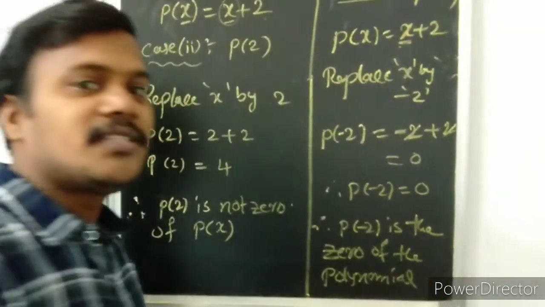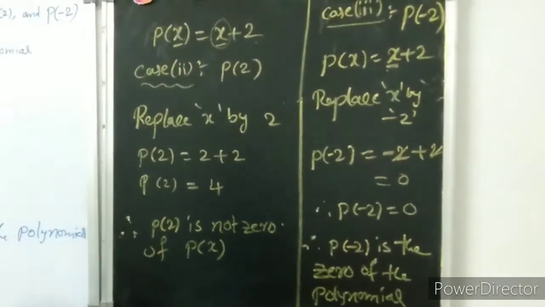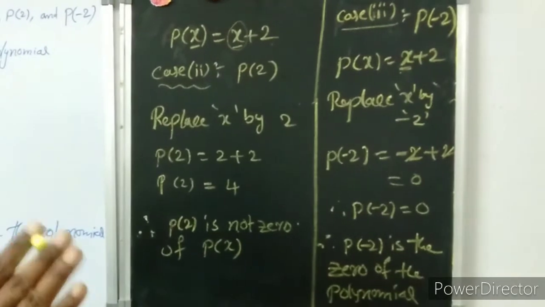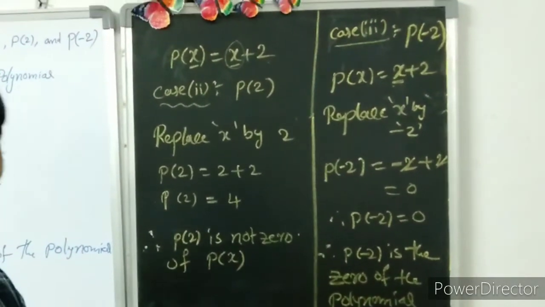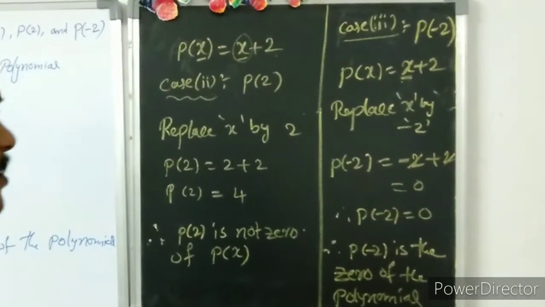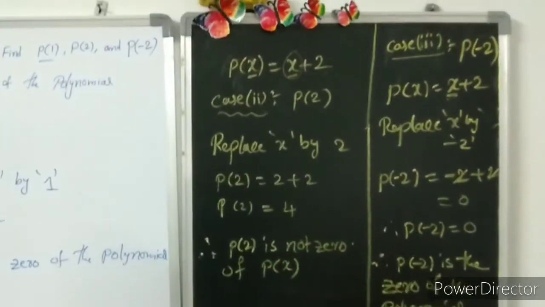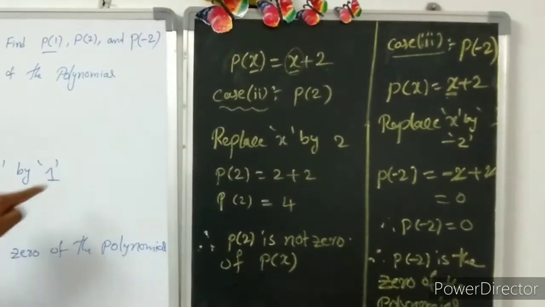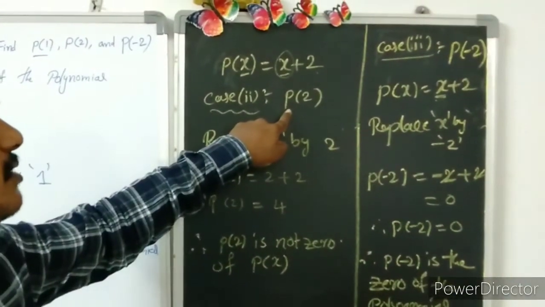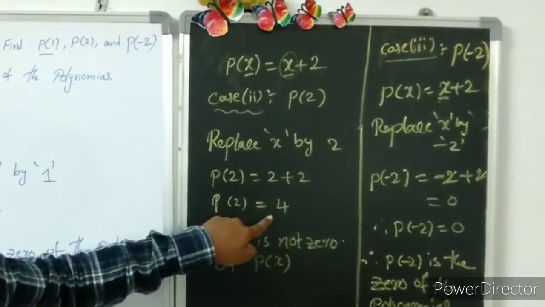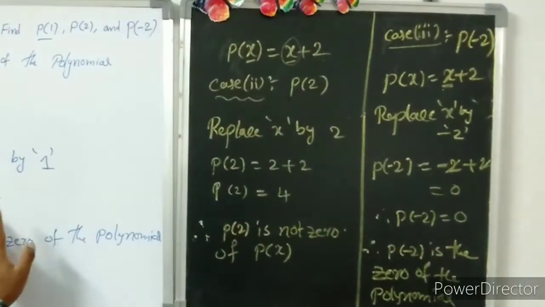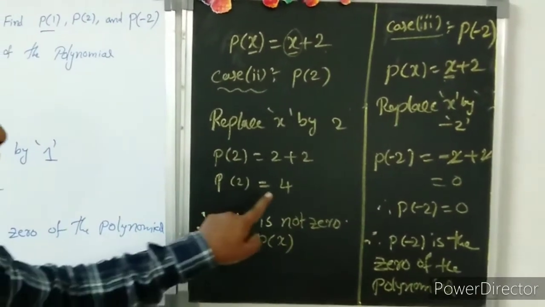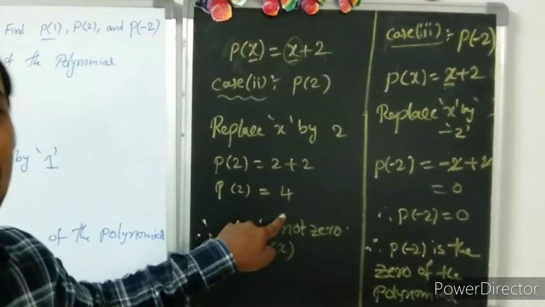Then see, the value for which the polynomial is equal to 0, those we call the zeros of the polynomial. See here, when we replace by 1, we get the value of the polynomial 3. And one more case, when we replace by 2, we get the result 4. These two are not zeros of the polynomial, because the value is not equal to 0.